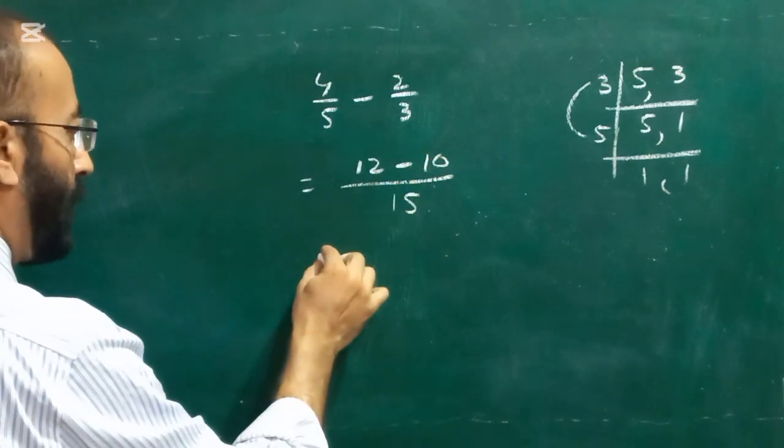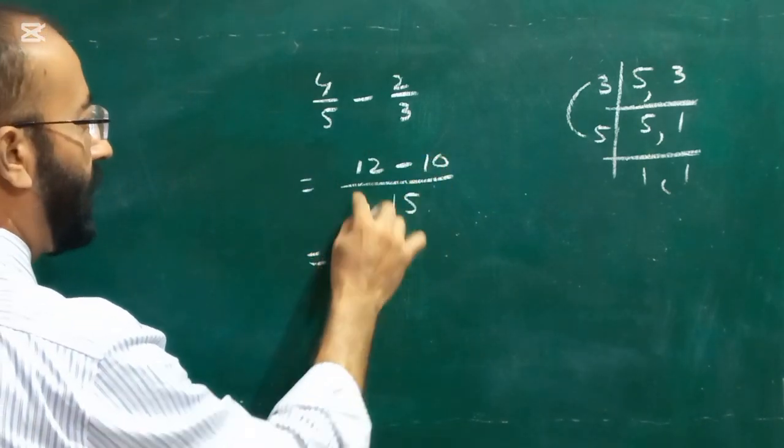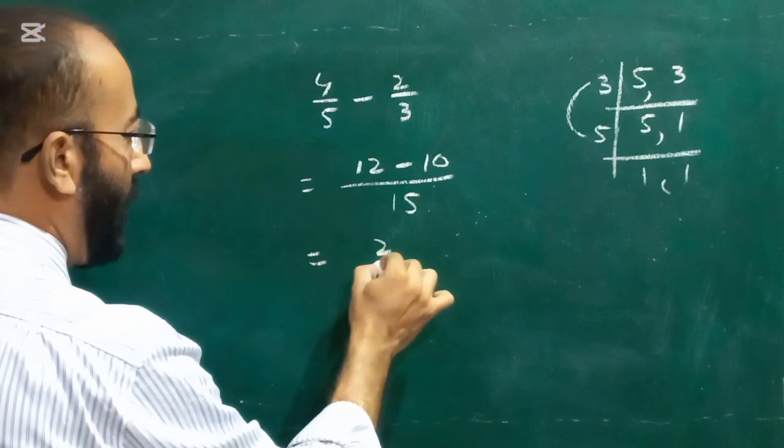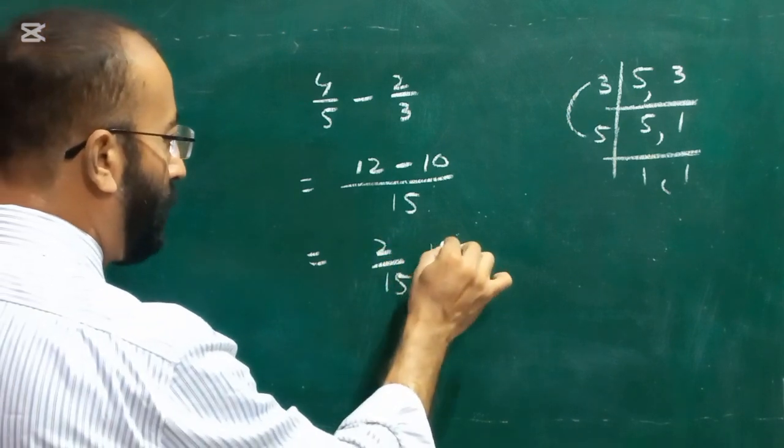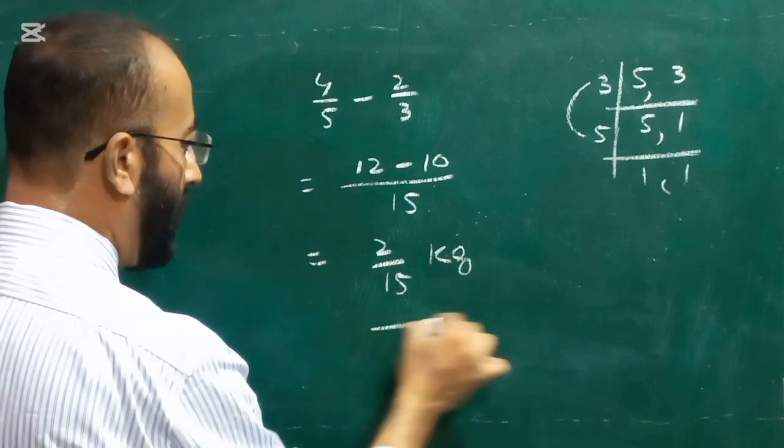Now we will subtract the numbers. So 12 minus 10 will be equal to 2 and that 15 will remain as it is, and kg was the unit. So this is the answer.